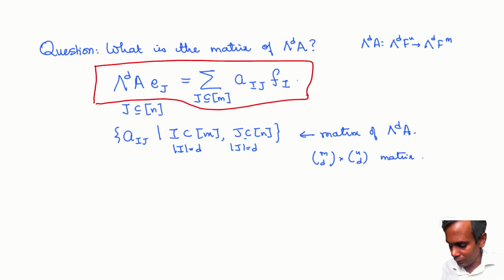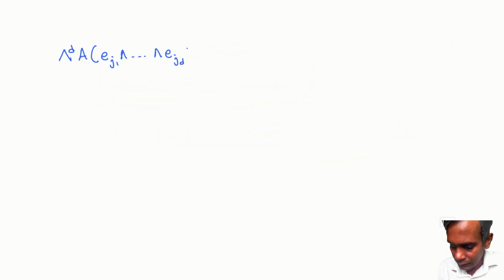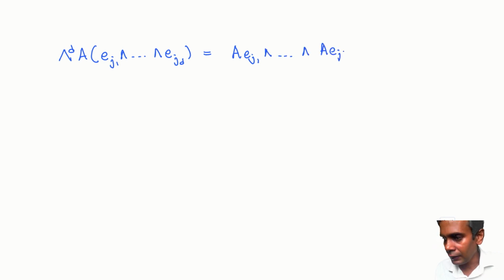To figure out this matrix is not very difficult. Let's just unwind the definitions. What happens if we start with wedge^d A and apply it to e_j1 wedge up to e_jd, where J is a subset of n of size d? Well, by definition this is going to be A e_j1 wedge up to A e_jd.